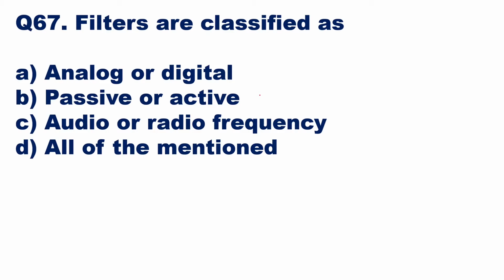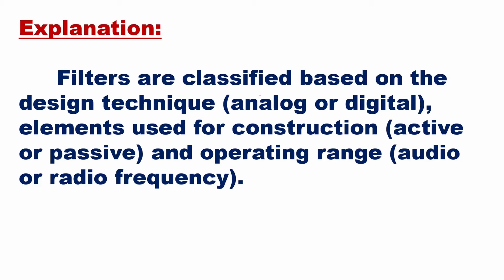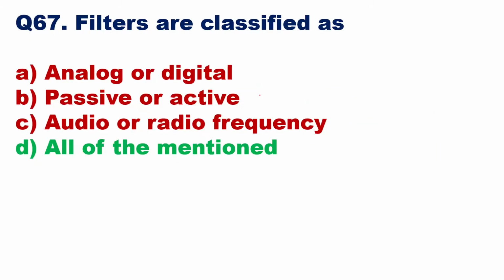So here the option D will be the right answer. All of the above mentioned can be your classification for filters. So here you can see the explanation. Filters are classified based on the design techniques, whether it is analog or digital, elements used for construction, whether active or passive, and operating range, whether audio frequency or radio frequency. So here option D, that is all of the mentioned, is the right answer.